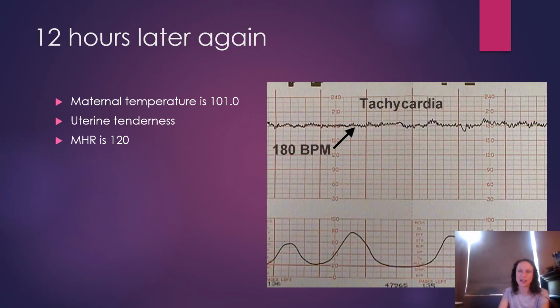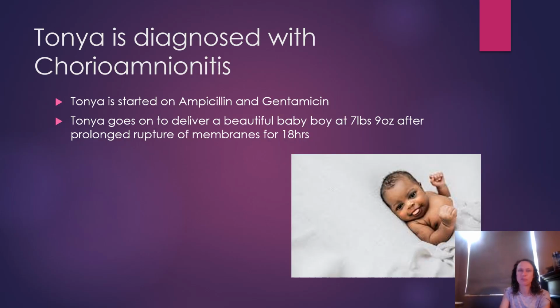Who knows what will be on in class? That's why I like to say. Tanya's diagnosed with chorioamnionitis. Isn't that little baby so cute? Tanya is started on ampicillin and gentamicin. Tanya goes on to deliver a beautiful baby boy, 7 pounds, 9 ounces, after prolonged rupture of membranes for 18 hours. What? So she was diagnosed with chorio. She had prolonged rupture of membranes for 18 hours.